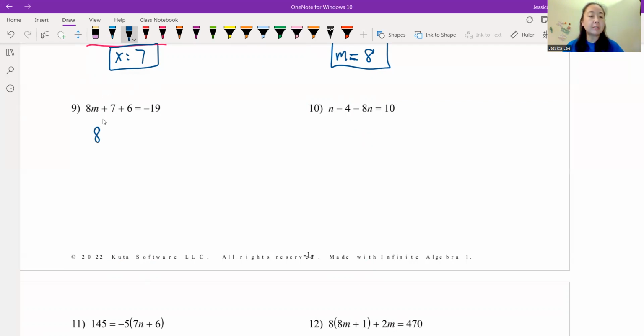So again, here on the left-hand side, notice we have like these like terms right here. So we're going to combine them and we're going to just put them together.